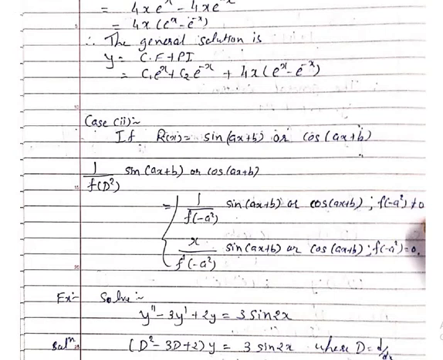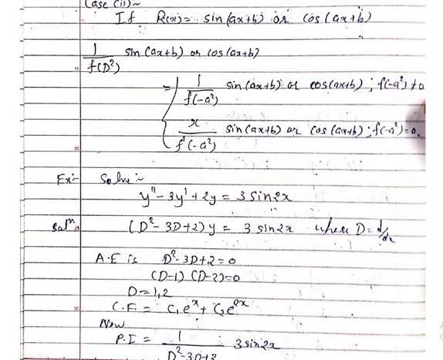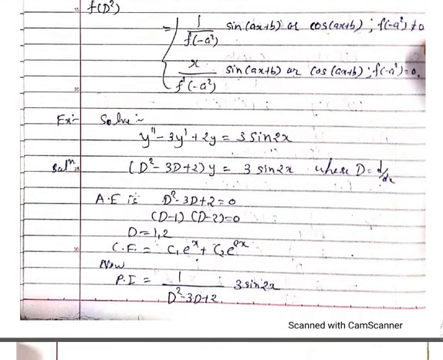Now case 2, if you have function f(x) equal to sine or cos, then in that case d square is replaced with minus a square. That means 1 upon f of d square of sine or cos will be 1 upon f of minus a square of sine or cos of ax. In the case of failure, that means if the denominator is 0, then you have x upon f dash of minus a square.